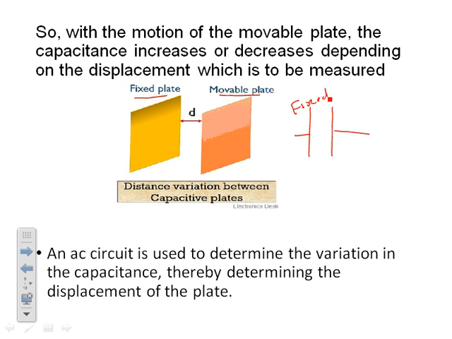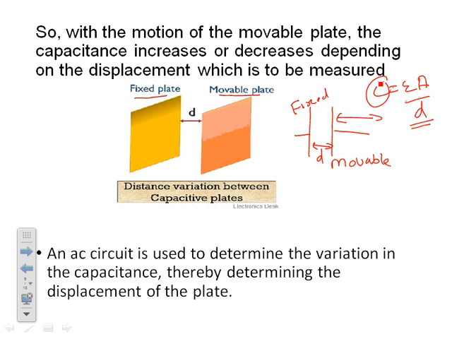This is a fixed and this is a movable plate. So by moving this plate to and fro, we can vary the distance between these two plates, D. So by varying the distance, C is equal to epsilon A divided by D. So by varying this distance, we can change the value of capacitance. So this is the principle used here.